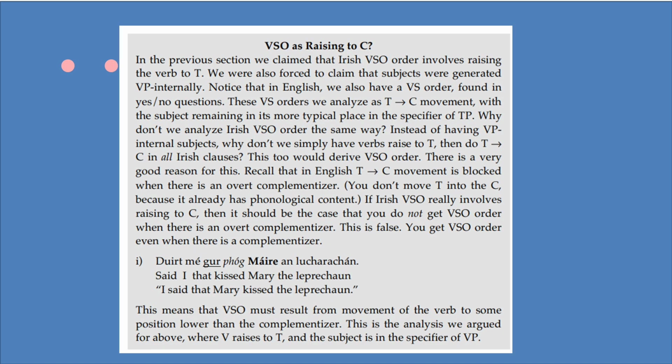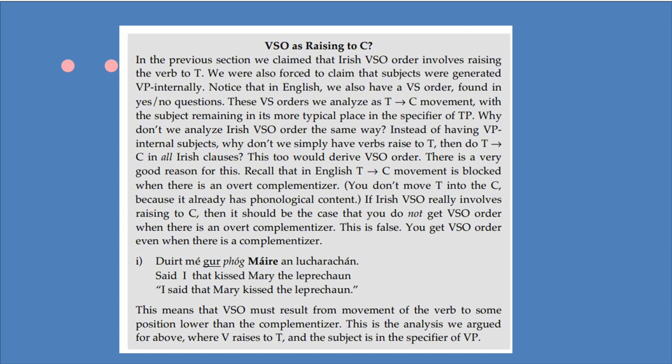In the previous section, we claimed that Irish VSO order involves raising the verb to T. We are also forced to claim that subjects were generated VP internally. Notice that in English, we also have a VS order found in yes or no questions. These VS orders we analyze as T to C movement, with the subject remaining in its more typical place in the specifier of TP. Why don't we analyze Irish VSO order the same way?